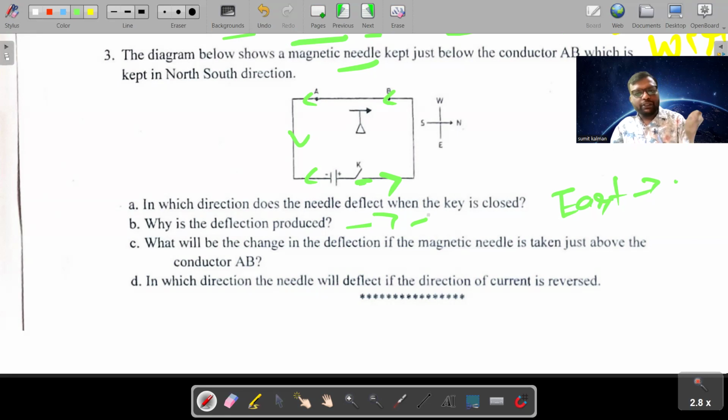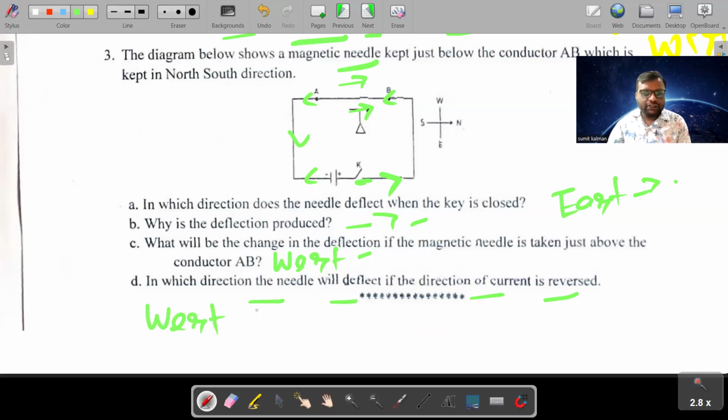They're asking what will be the change in the deflection if the magnetic needle is kept just above the wire. So here, friends, if you keep this needle just above the wire, then the direction of deflection will change, and in this case, the deflection will be towards the west direction. In which direction will the needle deflect if the direction of current is reversed? If you reverse the direction of current, then the direction of deflection will also change. Now it will deflect along west when the needle is just kept below the wire.